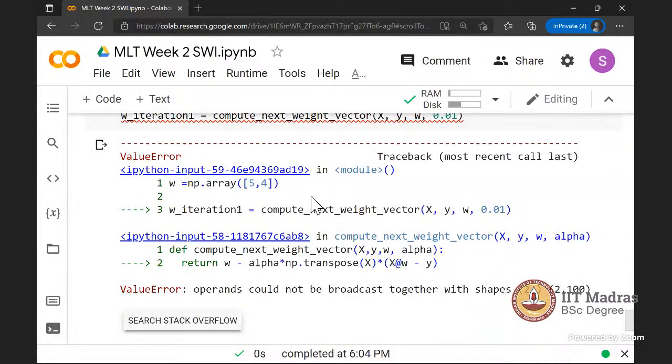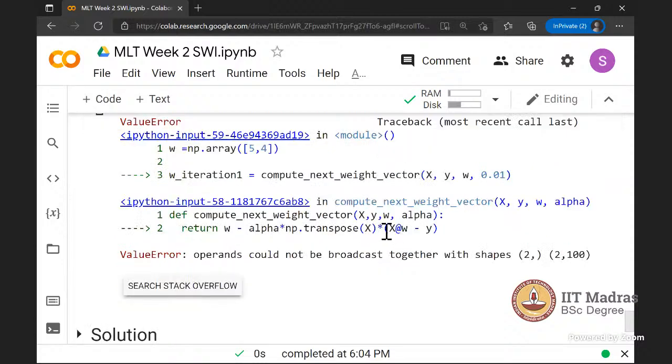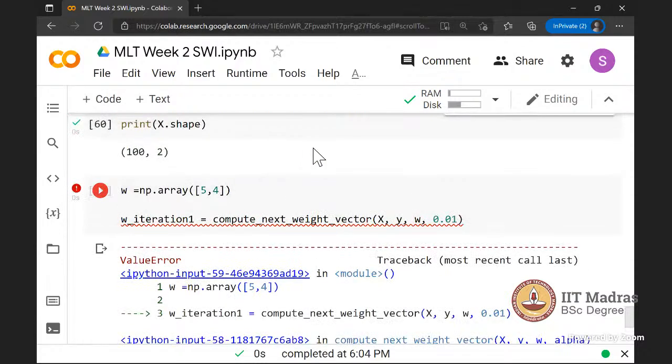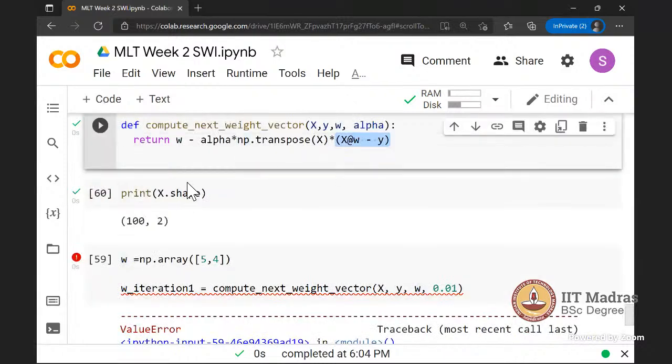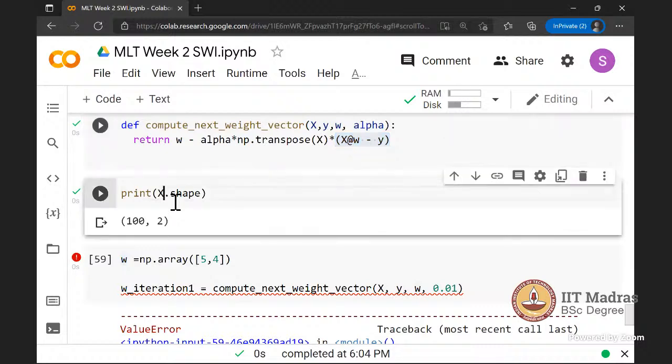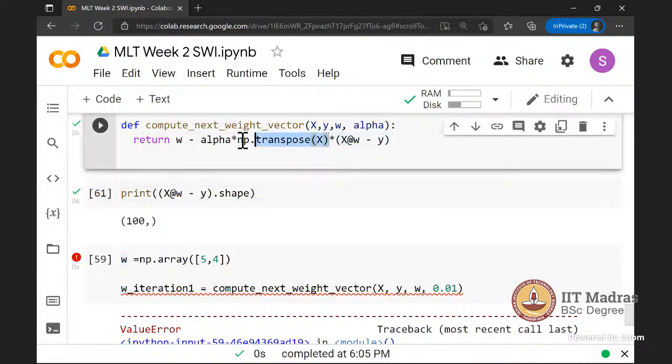The error is definitely a shape mismatch error. Let's debug this, and this is very well possible. This happens a lot of times. See the shape of this. The shape of this is 100, and the shape of this should be 2 by 100.